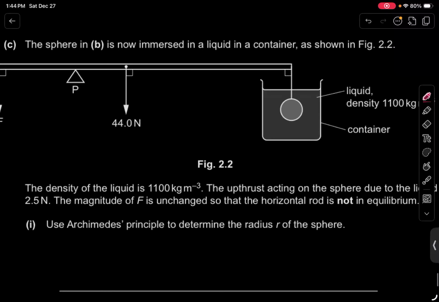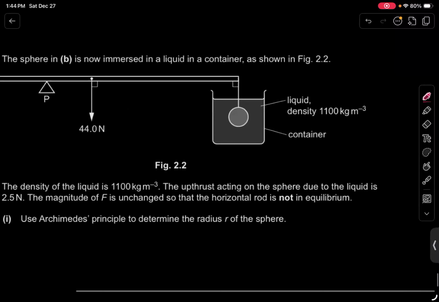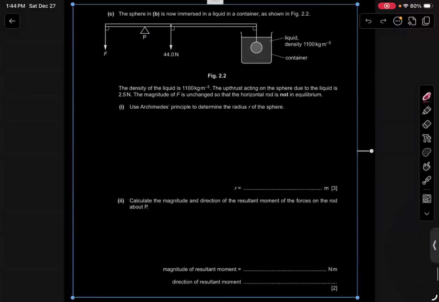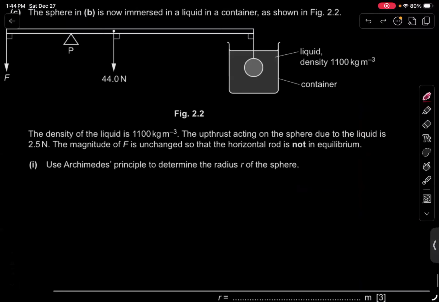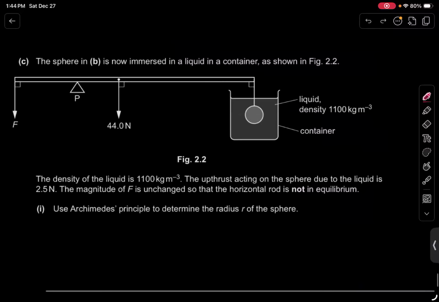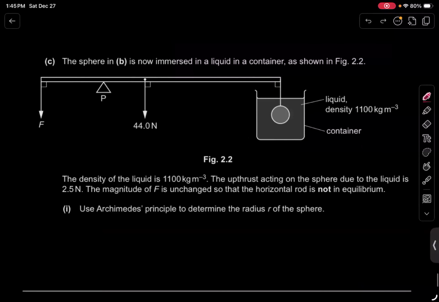So the density of the liquid is, wait. Now here it is, Archimedes principle. They've asked you straight up to use it. Wait, 1 second. Good question.